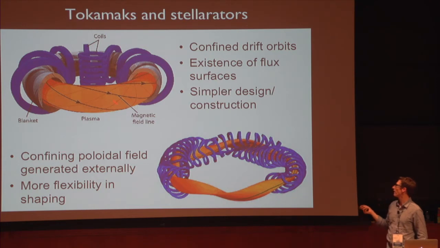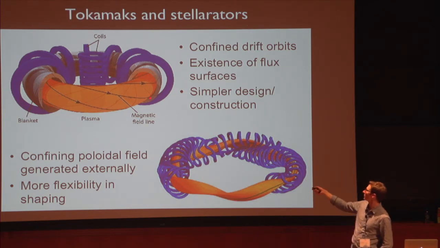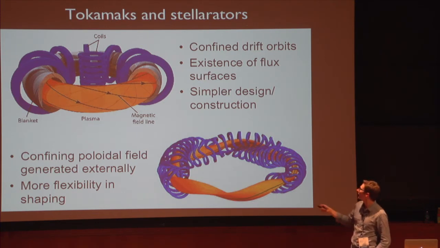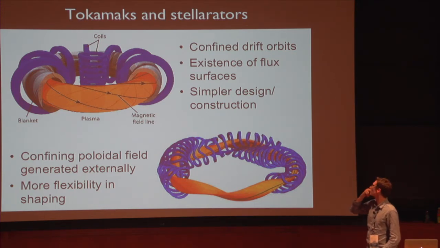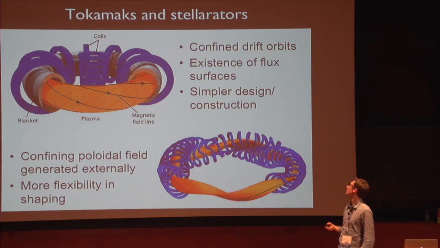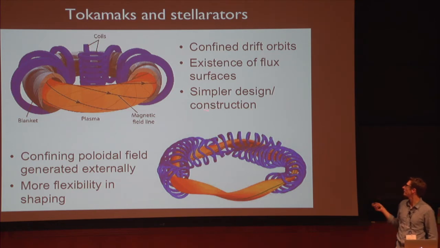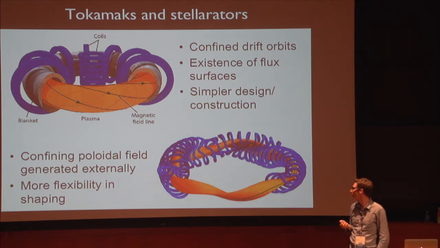So basically, the idea now is that we have two different possibilities, right? Both of them are tori. One of them is this possibility in which we have an axisymmetric magnetic field, and in which the current inside the plasma is generated by some transformer coils in the middle. So this is called a tokamak. And it's good because, as we saw, if you have axisymmetry, these drift orbits are confined, you're guaranteed the existence of flux surfaces, and it's much easier to design and construct because of the symmetry in the problem.